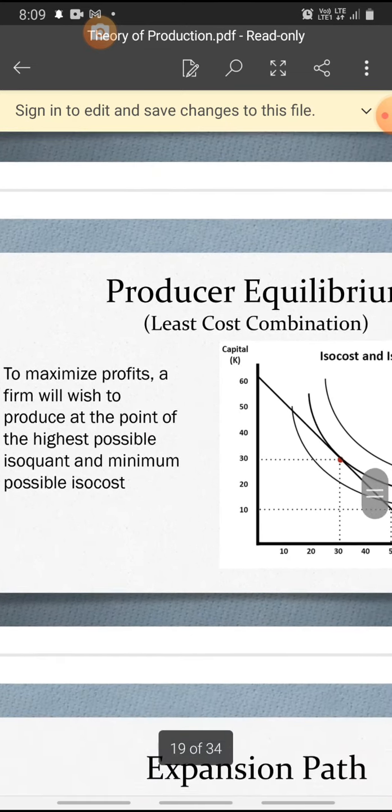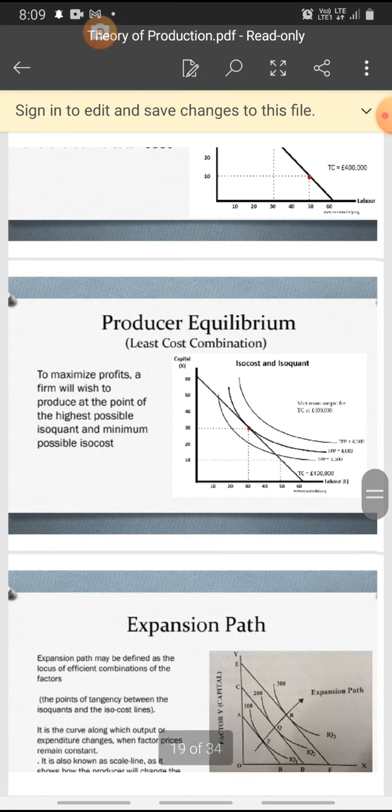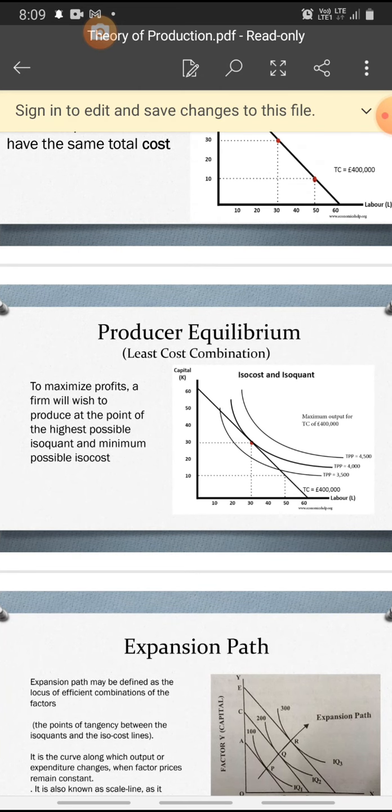Then the producer's equilibrium. The producer reaches equilibrium where the isocost line and isoquant are tangent to each other. To maximize profit, a firm will wish to produce at the point of the highest possible isoquant and minimum possible isocost.